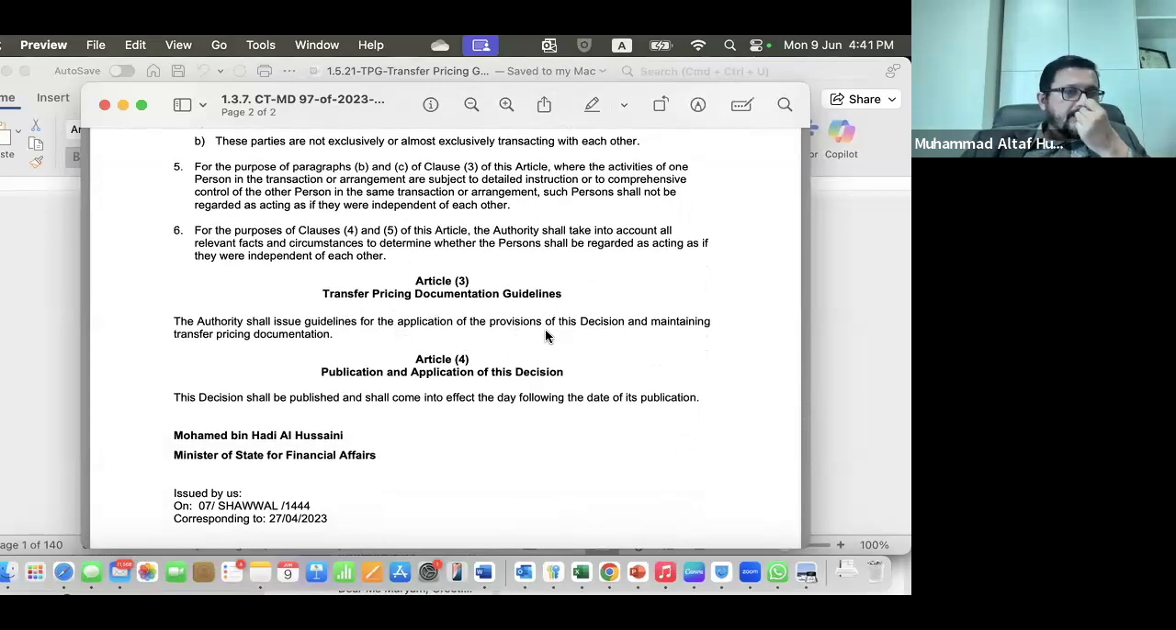And chances are there will be more references hidden within the guide, the cabinet decision, and ministerial decisions. So this is the only framework that we have, the transfer pricing guideline issued by the Ministry of Finance. This is the only reference point that we have to comply with the transfer pricing rules, not only documentation, but treatments also, or what to follow.